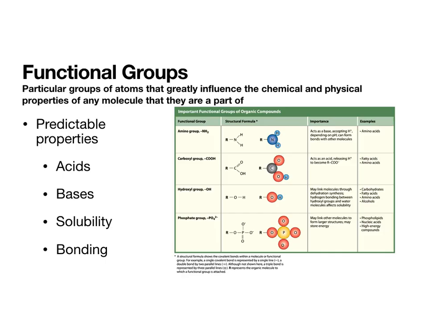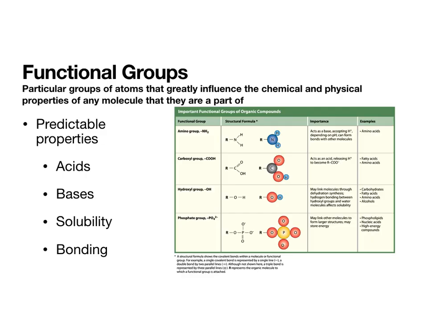So these functional groups that we talked about on the previous slide, these are particular groups of atoms that greatly influence the chemical and physical properties of any molecule that they're a part of. They have predictable properties. They include acids, bases, solubility, and bonding. Four common functional groups are the amino group, which acts as a base and accepts the hydrogen depending on the pH and can form bonds with other molecules. An example of this is an amino acid.